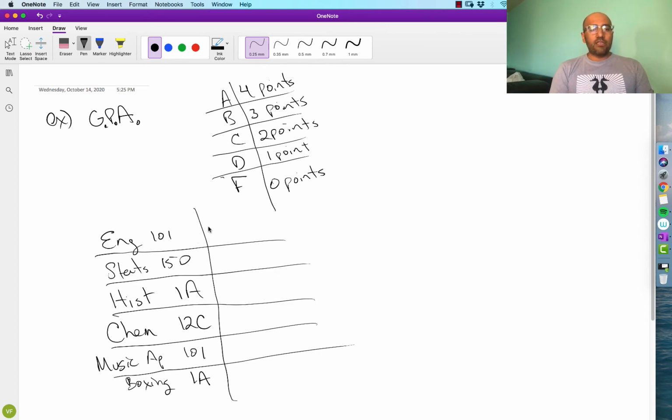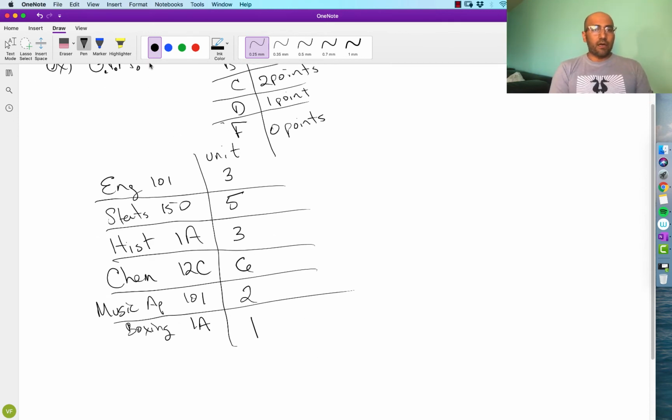Okay, so then each class is going to have a unit load. So let's say that the English class is worth 3 units. The stats class is worth 5 units. The history class is worth 3 units. The chemistry class is worth 6 units. The music appreciation class is worth 2 units. And let's say the boxing class is only worth 1 unit. Okay, so how many units is this student taking? A lot. This is a very busy schedule, right? Not recommended. So 8, 11, 17, 20. Here's a student that's taking 20 units. It's a lot, way too many units, but just a hypothetical example.